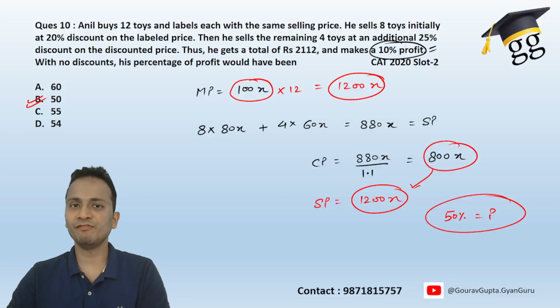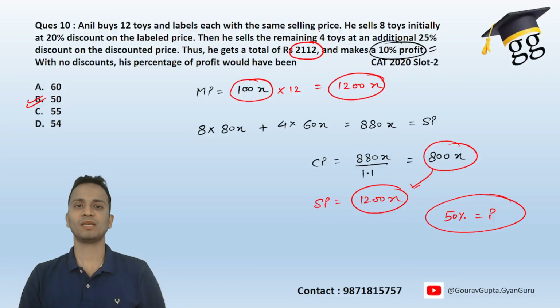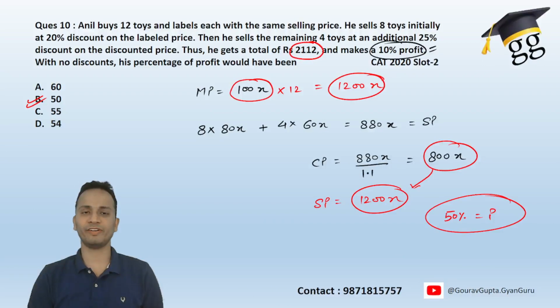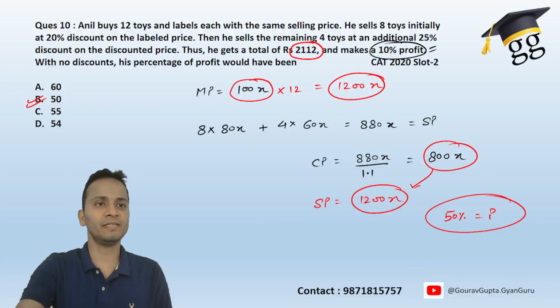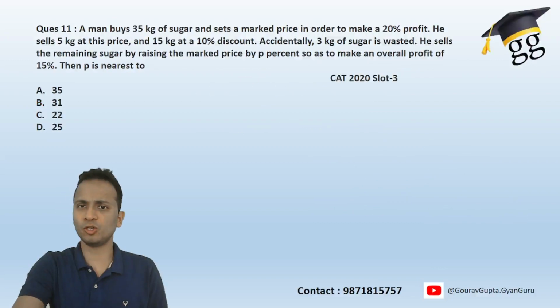Now, I believe most of you must be involved in this number, 2112. You were finding the value of x, but there is actually no need to find out the value of x. You can do this question without even looking at that value. So that was question number 12 from CAT 2020 slot number 2.